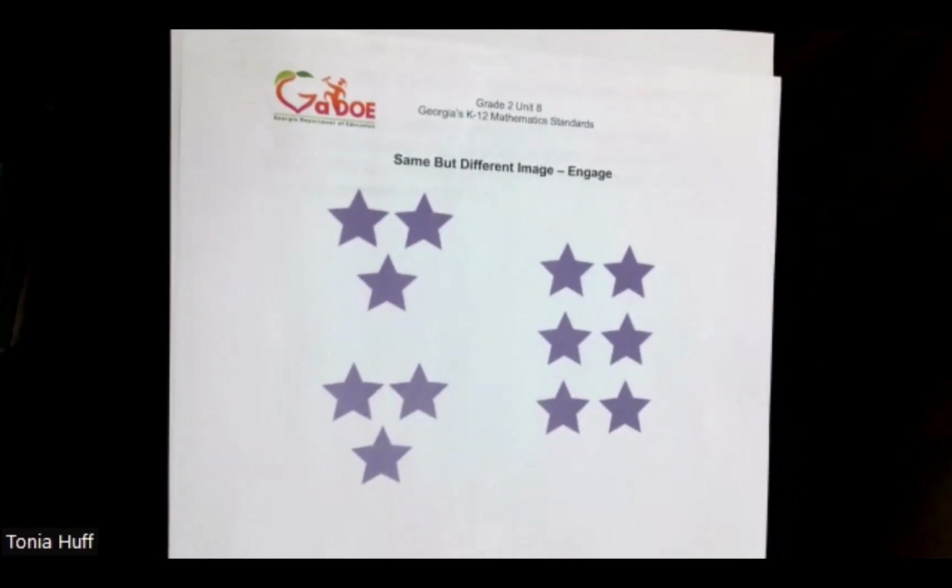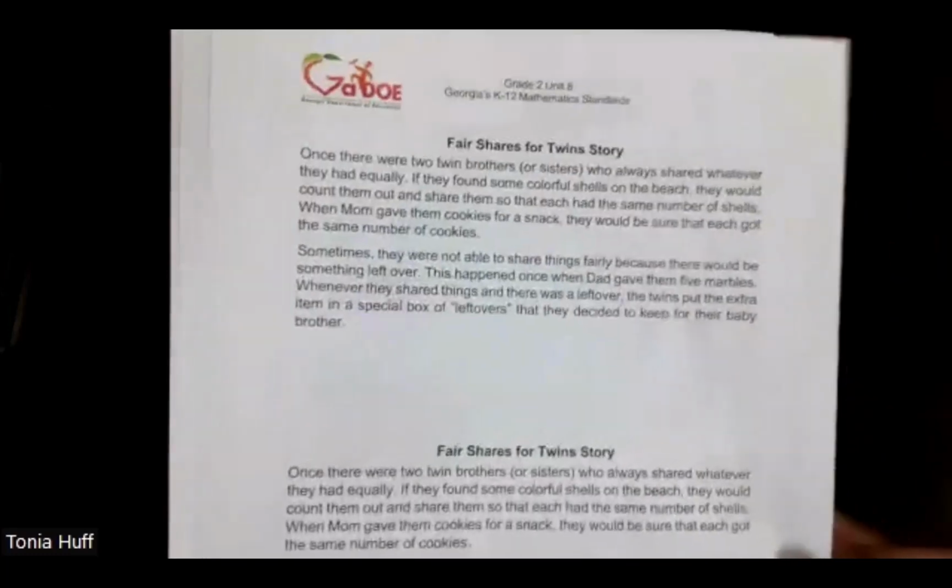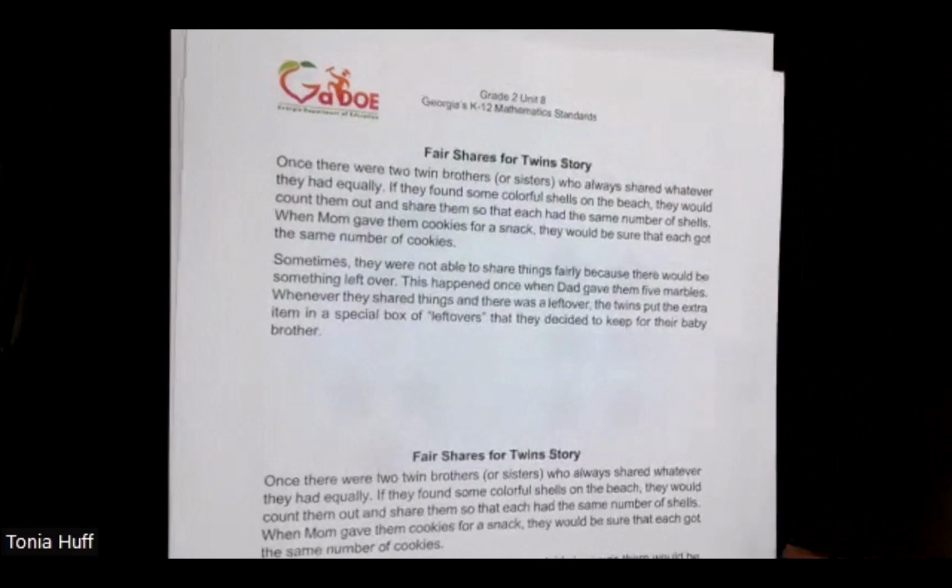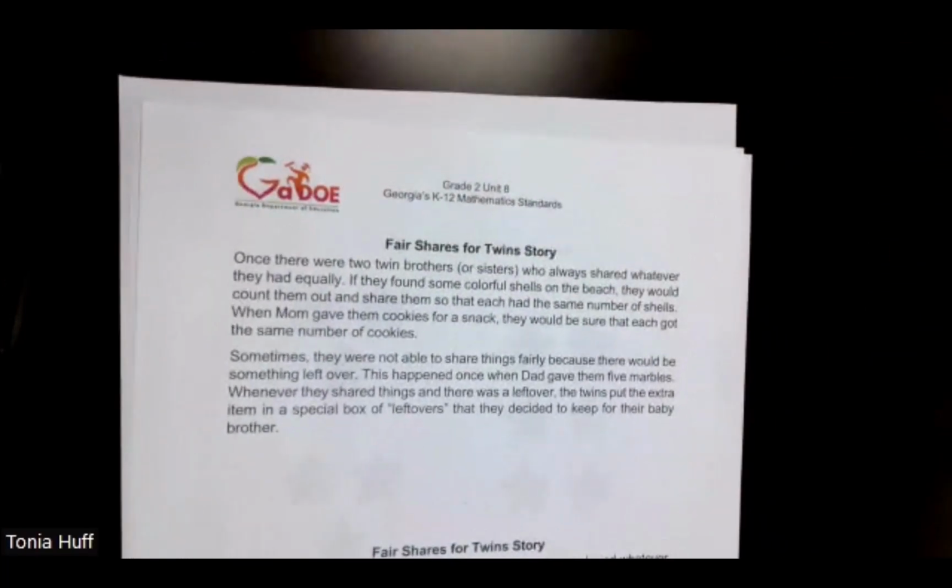They're going to be looking at same but different images. Notice how the stars are arranged on the page. Students are allowed to think flexibly about the image, but notice its intentional arrangement. The meat of this lesson actually begins in the next part, which is the explore part of the lesson. It begins with a story about fair shares for twins.